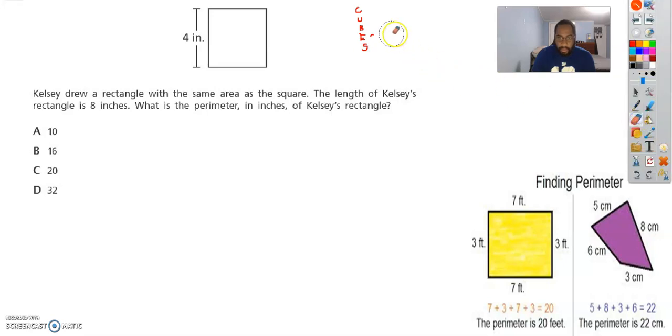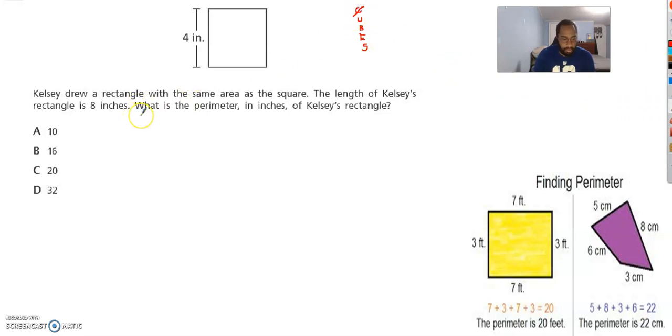All right, we have cubes labeled here. Now, first thing, let's circle our numbers. What numbers do you see in the problem? Shemaiah. Yes, 4 inches and 8 inches. Good job. Now, let's underline the question. Who can underline the question for me? Let's do Marley. Yes. What is the perimeter in inches of Casely's rectangle?